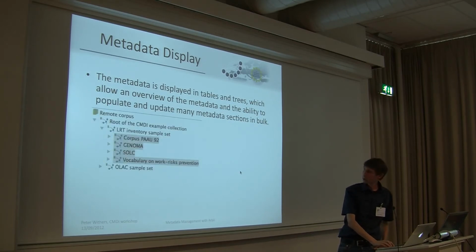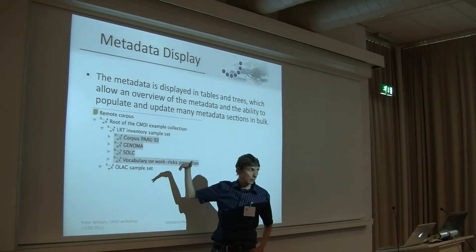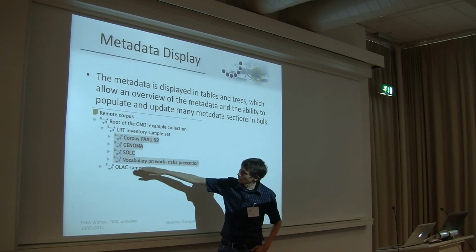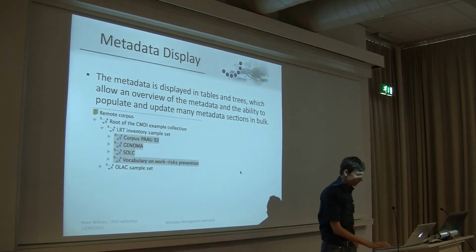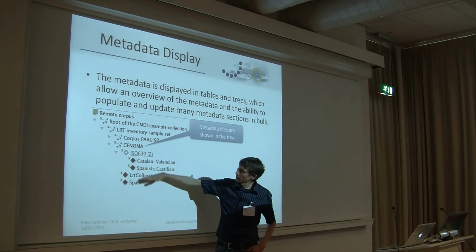So in terms of the display of the metadata, there are two main areas, there's the tree and then there's the table. In this case, the tree is displaying the remote corpus where you have, as Dan was mentioning, the tree-like structure of the metadata coming down here, and then each one of these represents a metadata file. Whereas within these instances, you actually have the components within that file.